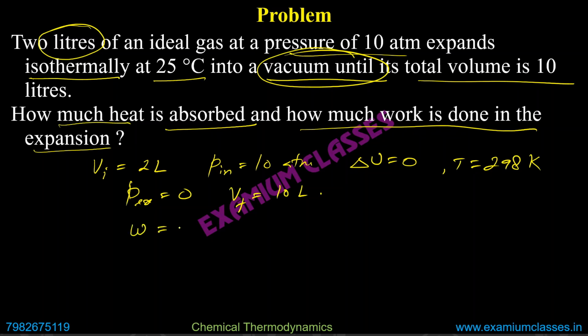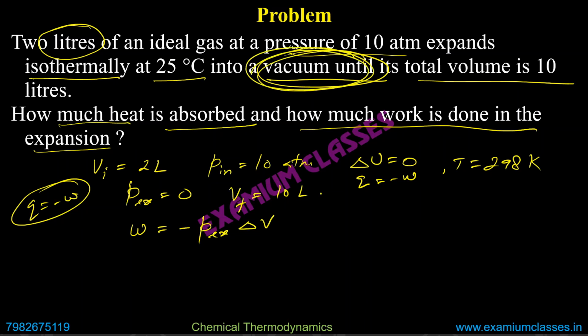Work done, because it is isothermal, obviously I can calculate the heat later on by minus W using this formula. For an isothermal process, delta U is 0, that is Q equals minus W. But work can be obtained by minus P external delta V. And remember, it is vacuum outside, P external is 0. It means it will be minus 0 multiplied by delta V.